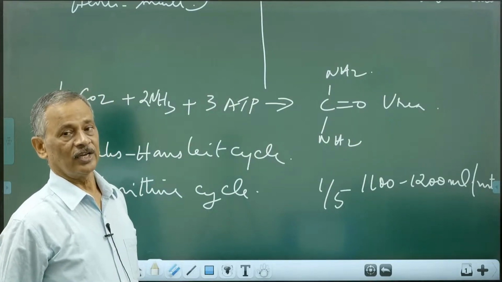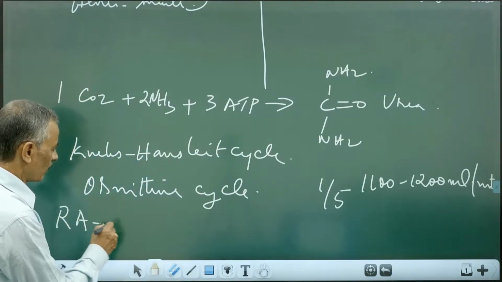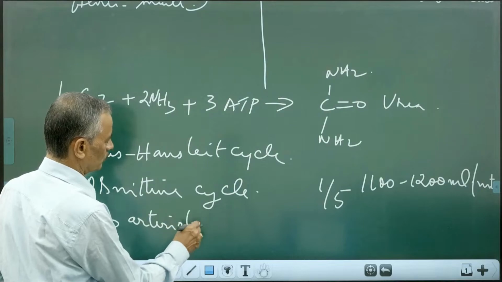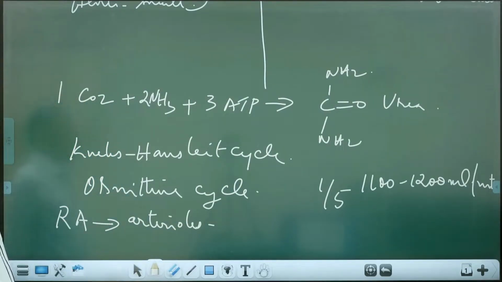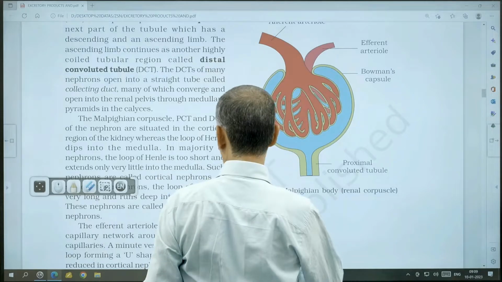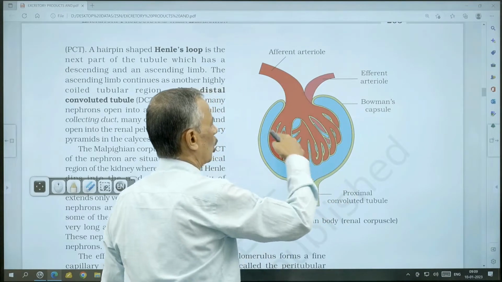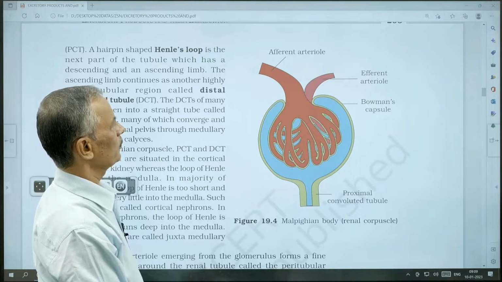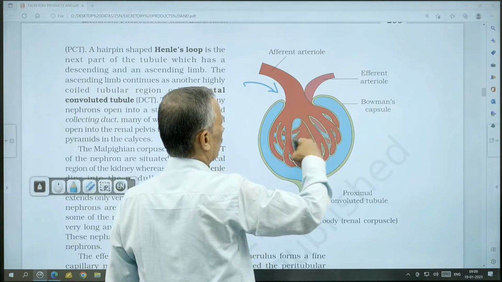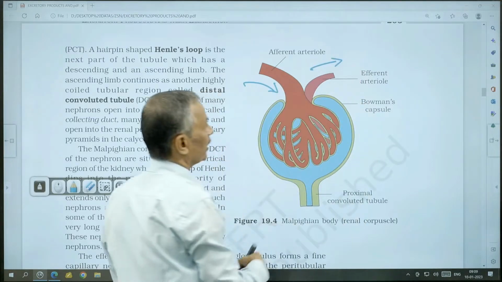Okay, renal artery is bringing blood. This renal artery, after entering into the kidney, branches into a number of small branches called arterioles. And a small branch of arteriole called afferent arteriole. This afferent arteriole is bringing blood to the glomerulus. So blood is brought to the glomerulus through afferent arterioles and are taken away by efferent arterioles.